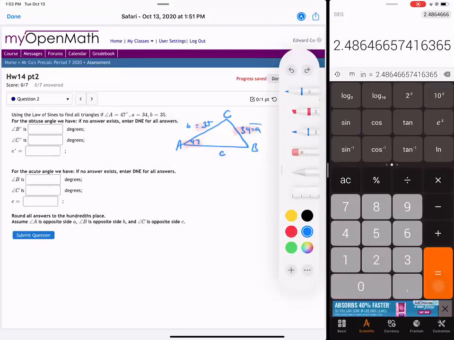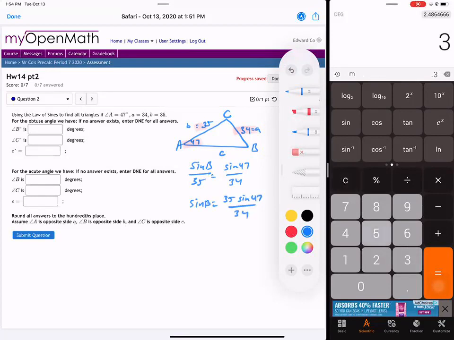If I have angle A and side A, I'm given side B. I need to look for angle B now. Sine B over 35 is equal to sine 47 over 34. All this is calculator work. What am I going to type in the calculator? Sine of B is equal to 35 sine of 47 over 34. That's all calculator work: 35 times sine 47 equals, then divide that by 34 equals.